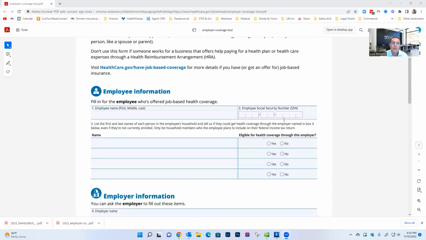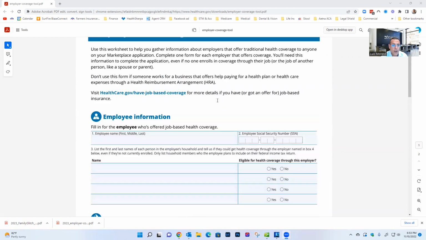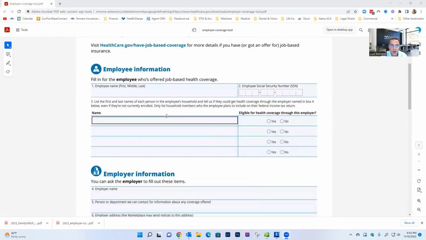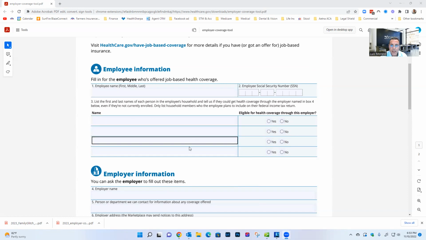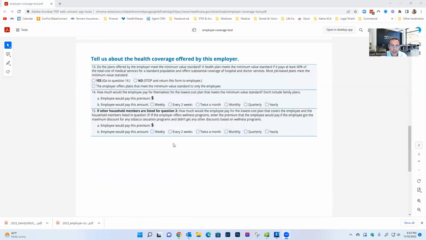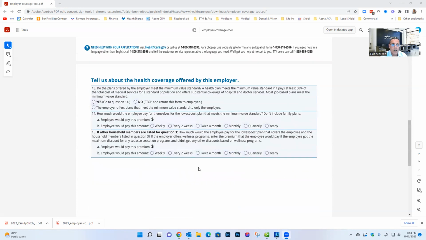All right, so there's some information that we need. What will happen here is the employee will take this to their employer. The information is going to be filled out here for the employee, and then down here, you're going to list the people in the household. Now here is the employer information, and this is the information that we're going to need. We need to know the information on the health coverage that is offered by the employer.